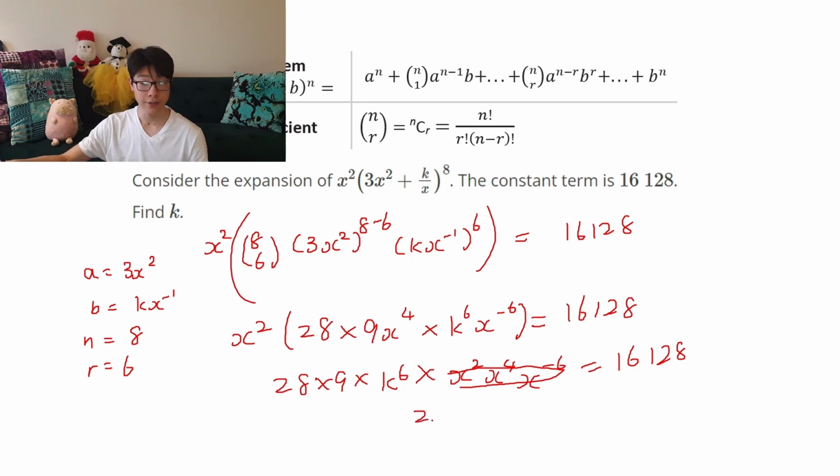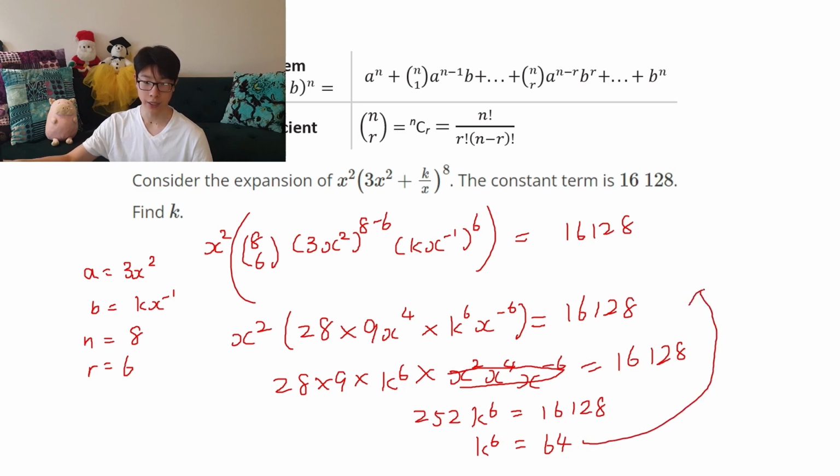28 times 9 is 252, multiplied by k to the power of 6 is equal to 16128. Now if we divide both sides by 252, we'll find that k to the power of 6 is equal to 64. And if we take the sixth root of both sides, we'll find that k is equal to 2. Or, in reality, it should be equal to plus or minus 2.